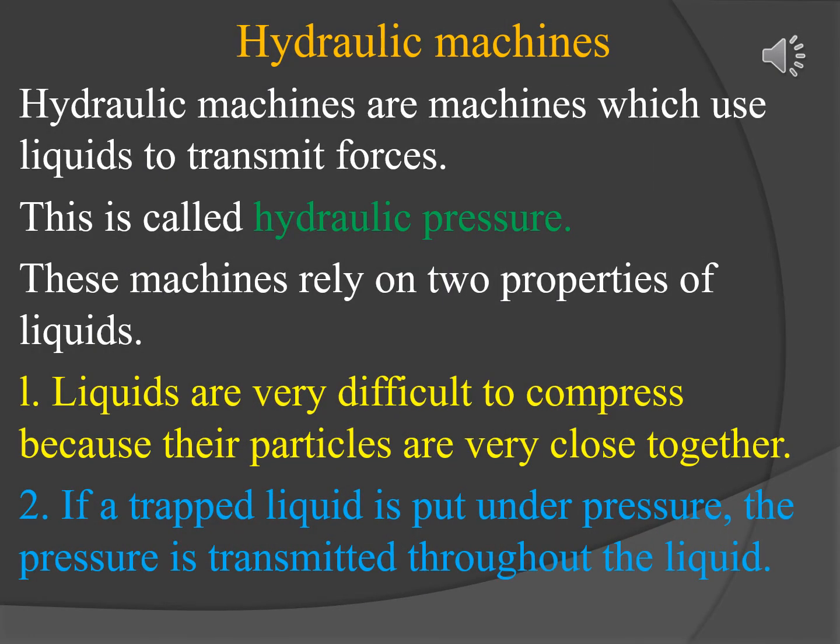Dear students, today our first topic of this chapter is hydraulic machines. Hydraulic machines are machines which use liquids to transmit forces. This is called hydraulic pressure. These machines rely on two properties of liquids. Number 1, liquids are very difficult to compress because their particles are very close together. Number 2, if a trapped liquid is put under pressure, the pressure is transmitted throughout the liquid.